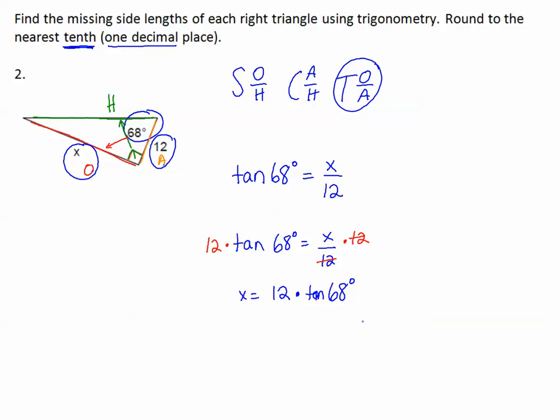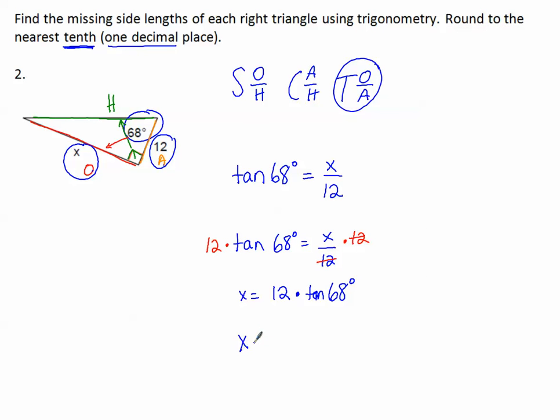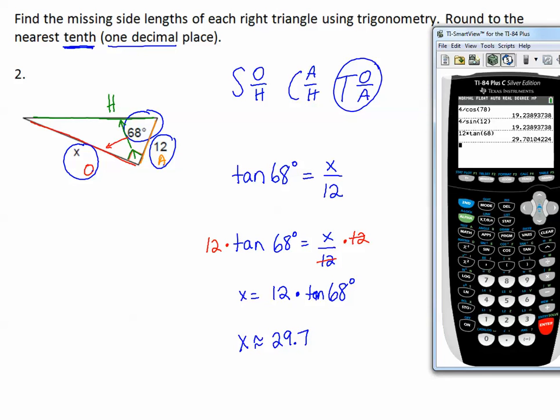Now I go to my calculator. 12 times tangent 68, close the parentheses. The nearest tenth, one number after the decimal point, and the 0 that's after keeps that a 7, 29.7. X is approximately 29.7.